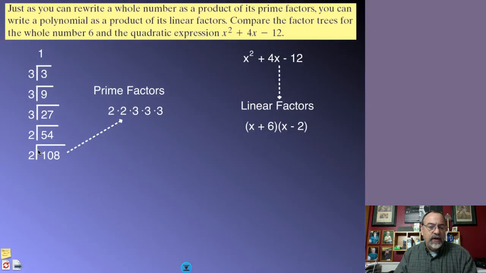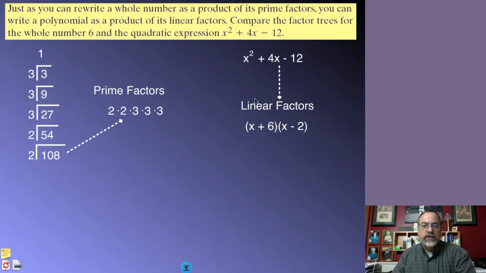Now, if you think about a number like 108, we can rewrite that as a product of its prime factors. Meaning, if I took 108 like I did here, and I did a factor tree and I found the prime factors, I could rewrite the number 108 as a product of, or multiplying together, all of its prime factors. So 2 times 2 times 3 times 3 times 3 is the same as 108. It's the same number, 108, only written as a product of its prime factors. Now, polynomials can be written as a product of its linear factors.